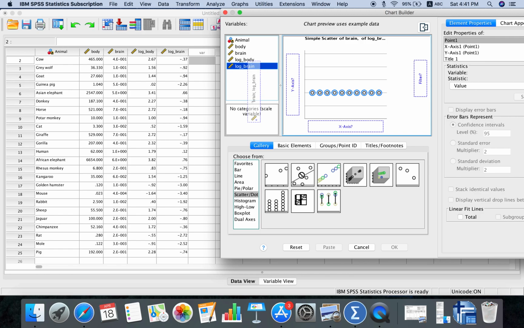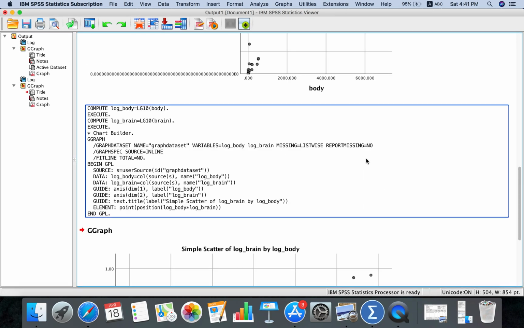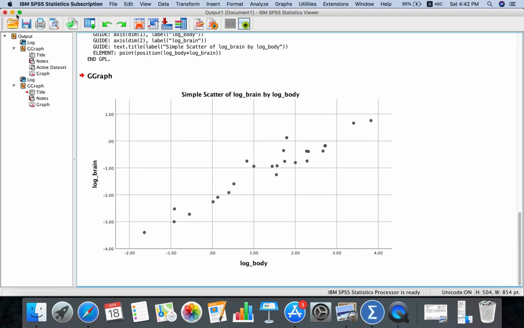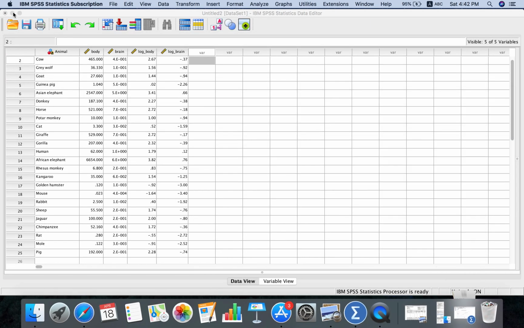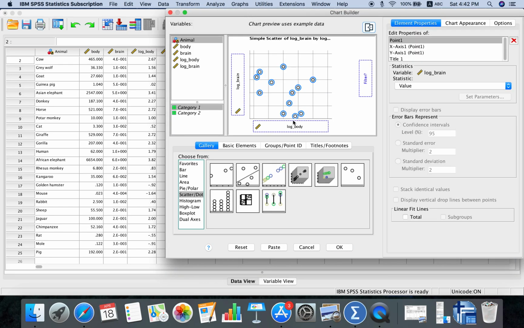So let's try this again. Log of the brain on the y-axis, log of the body on the x-axis. Click OK. Right, okay. So this looks pretty much linear, right? In fact, we could fit a straight line through it. We want the fitted line.